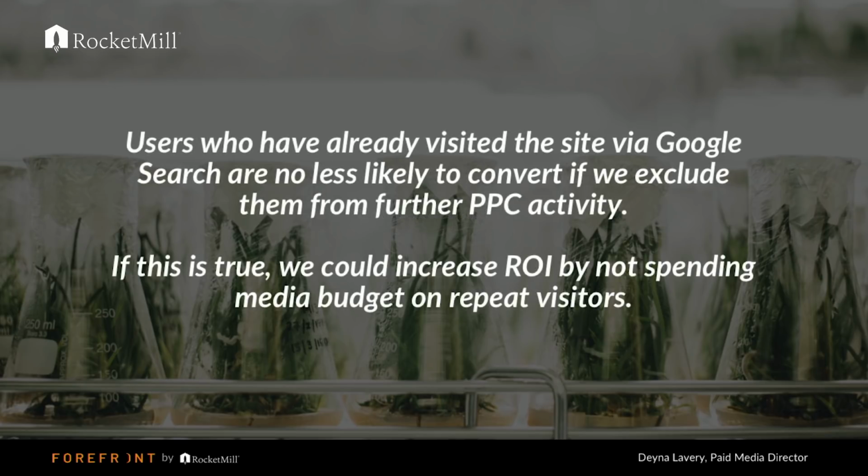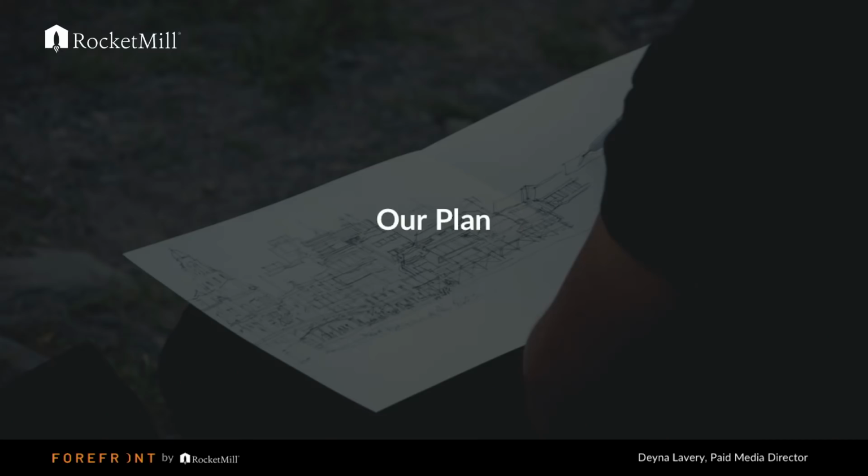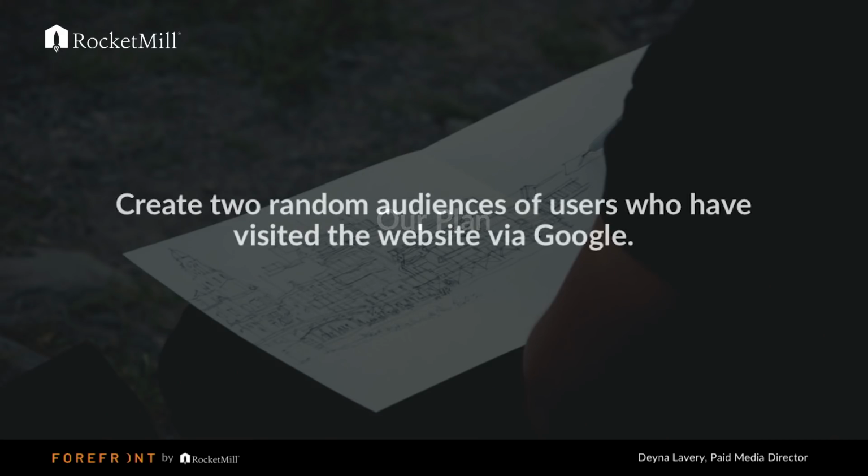So users who have already visited the site via Google search are no less likely to convert if we exclude them from further PPC activity. If this is true, we can increase our return on investment by not spending media budget on repeat visits. So this was the hypothesis, now to come up with a plan. So the first step was to jump into Google Analytics and use the client ID function to create two groups of people. So I'm going to run through these two groups now.